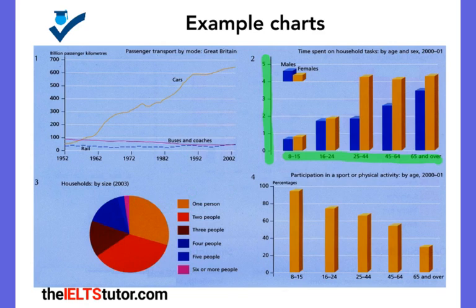Okay, shall I repeat that? You could say the chart indicates the proportion of UK households, consisting of differing numbers of people from 1 to 6 or more in 2003.